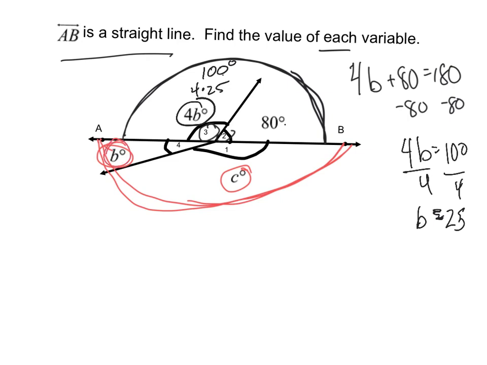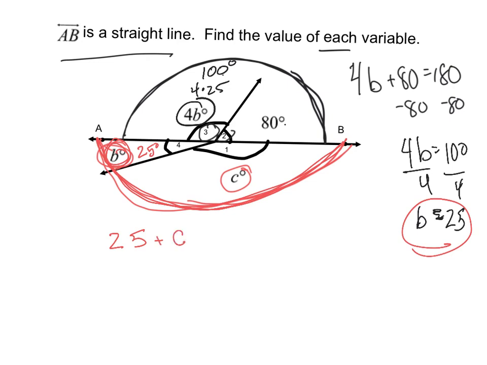Now I'm going to go down here to where I see another B. That is 25 degrees because B is 25. I see that I can create an equation now to figure out C. 25 plus C equals 180. Solve for C. Subtract 25 from both sides. C equals 155.